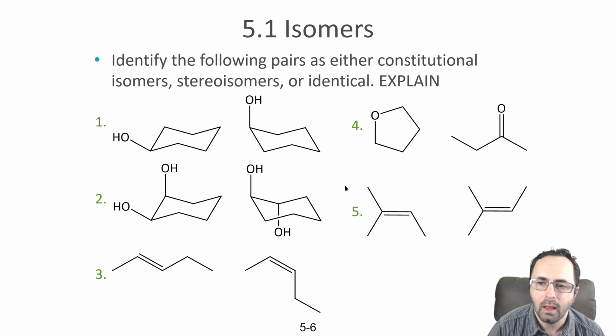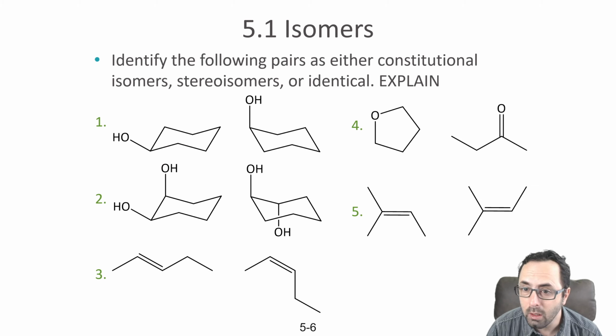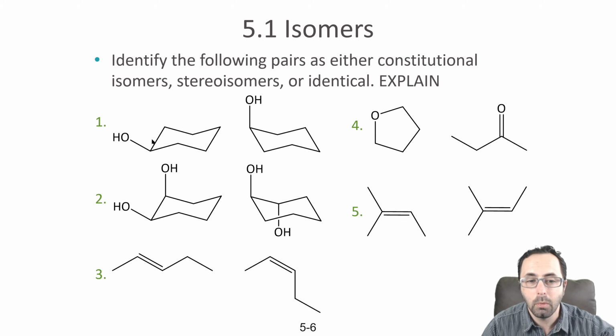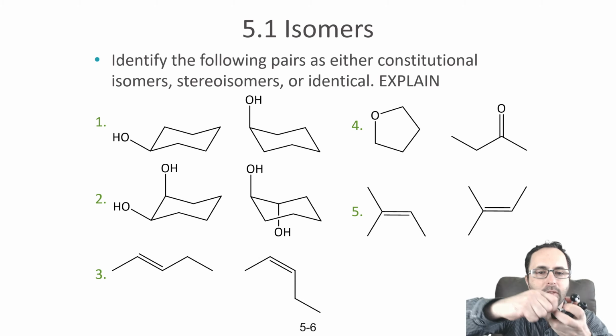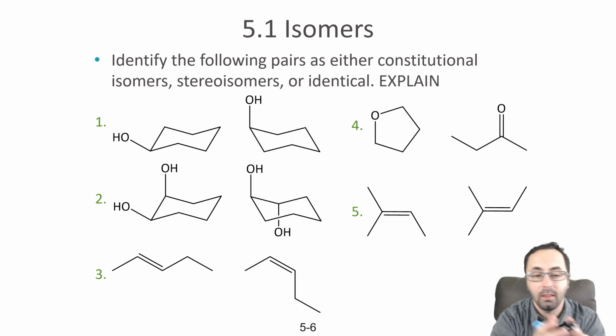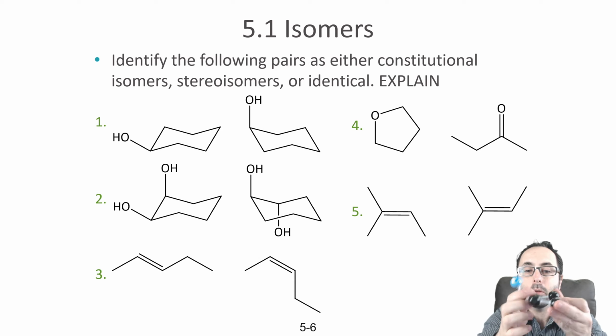So let's take a look and see if we can identify these molecules as either the same molecule, constitutional isomers, or stereoisomers. So let's first take a look at molecule number 1 here. It's a cyclohexane with an alcohol functional group attached. Here it is in the axial position, here it is in the equatorial position, but we know due to the ring flip of a molecule, so if I have this right here, and these kinds of models really help.